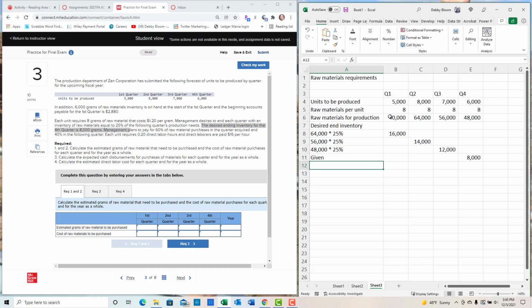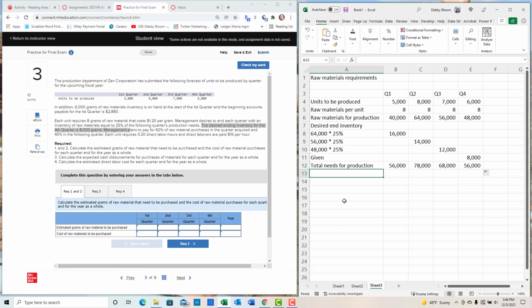Now we're just going to add the raw materials required for production plus the desired ending inventory in order to calculate the total needs for production. So we're not going to add the 5,000 and the 8. We're going to start from the 40,000, the 64,000. So in column B, it's going to be 40,000 plus 16,000. C, 64 plus 14. D, 56 plus 12. And E, 48 plus 8.